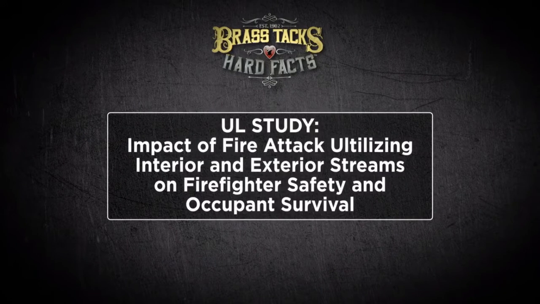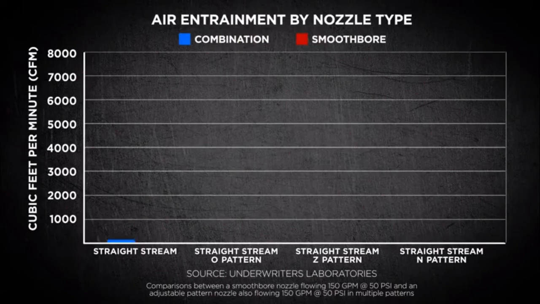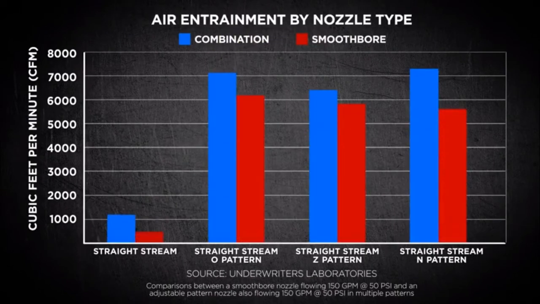Consider the following data recently published by Underwriters Laboratories. The title of the research is The Impact of Fire Attack Utilizing Interior and Exterior Streams on Firefighter Safety and Occupant Survival. As this bar graph shows, the air movement caused by one type of nozzle held stationary and then the same nozzle moved in a typical fireground fashion shows vastly different amounts of air movement. It shows that our commonly used nozzles and fire attack techniques move considerable amounts of air inside the fire compartment.